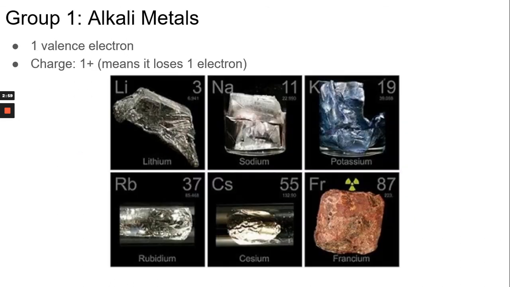So group 1 is called the Alkali Metals. They have 1 valence electron, if you were to draw their Bohr models, and so they lose that electron to become stable, to have that full outer shell, and so they form a +1 charge. Notice that in our picture here, a lot of our elements are in containers. That's because they're so reactive. They'll react with the water in the air, or they'll react with the moisture on your skin. So we don't really find them in nature by themselves.